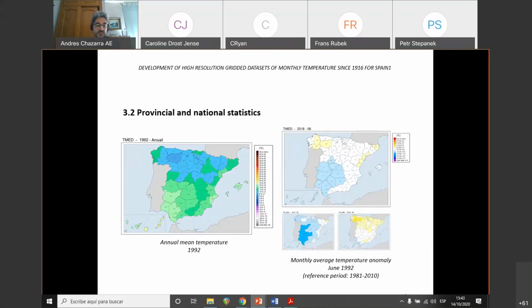And we have used these gridded datasets to calculate provincial and national statistics. As you can see here on the left, there is an example of the annual mean temperature for 1992 for each province. And on the right, the monthly average temperature anomaly of June 1992 in each province too.